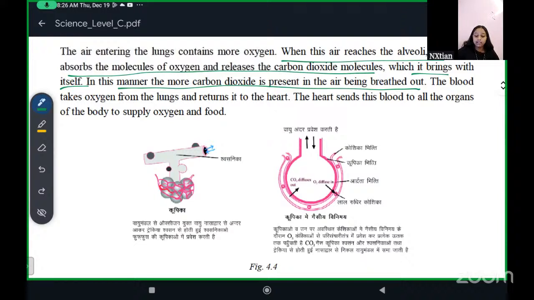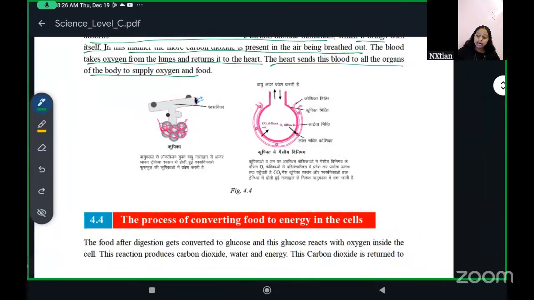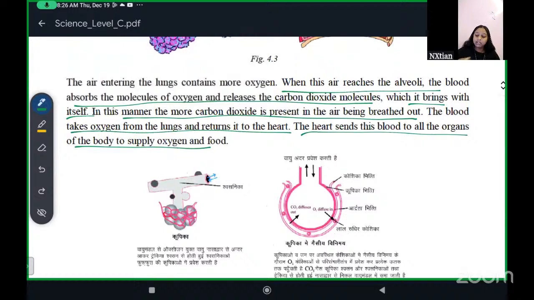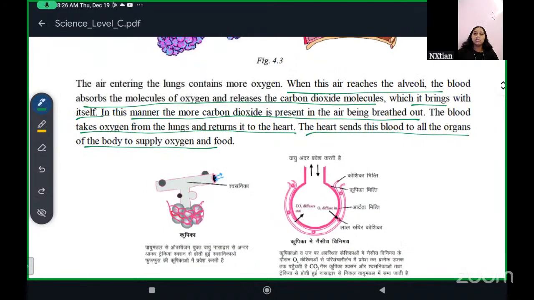The blood takes oxygen from the lungs and returns it to the heart. The heart sends this blood to all the organs of the body to supply oxygen and food. This is the process of how gaseous exchange takes place in the alveoli, and how this oxygen reaches all parts of the body through the blood.